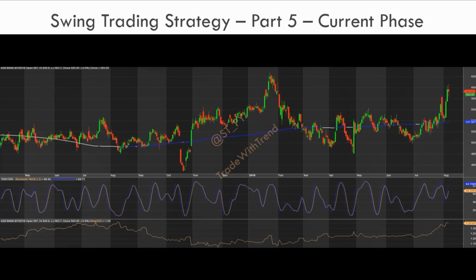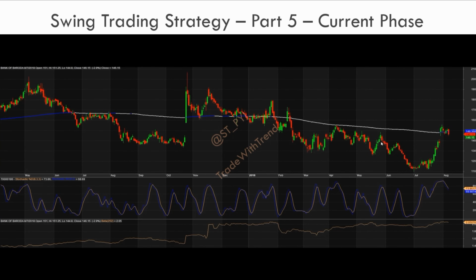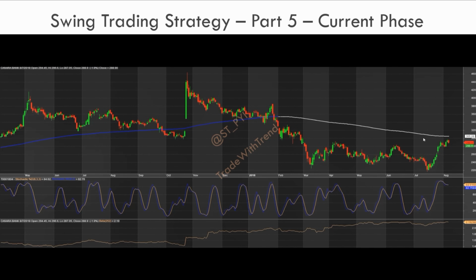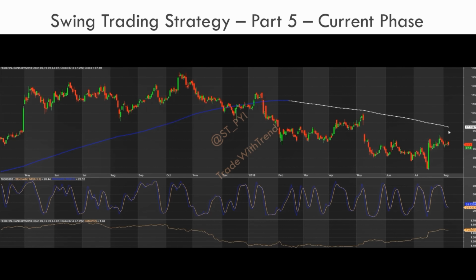The first stock that we are going to look at is Axis Bank. Price is above the 200-day moving average. Stochastic is not in buy mode. Beta does qualify. Bank of Baroda. Price is not above the 200-day moving average. It does not qualify. Canara Bank. Price is below the 200-day moving average. Beta does qualify though. Federal Bank, same thing. Price below the 200-day moving average. Beta does qualify.